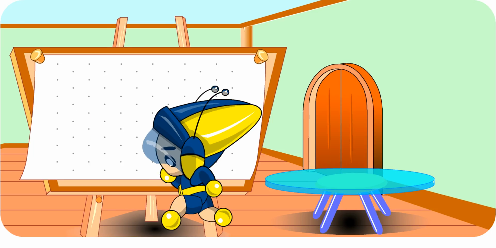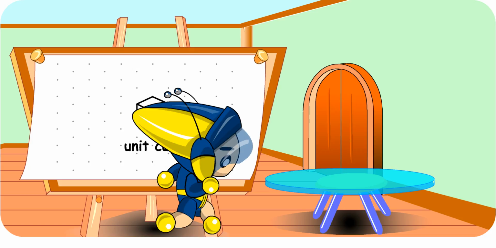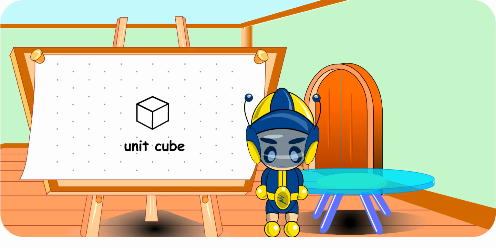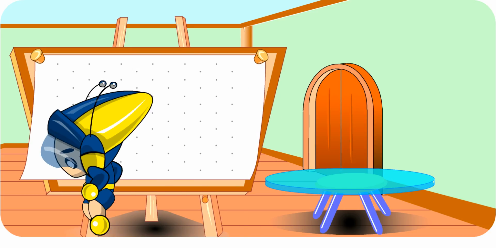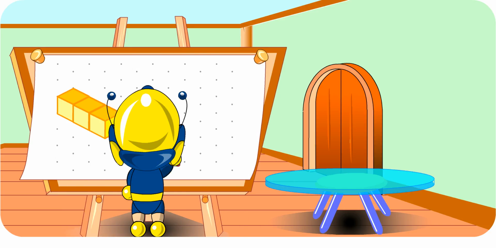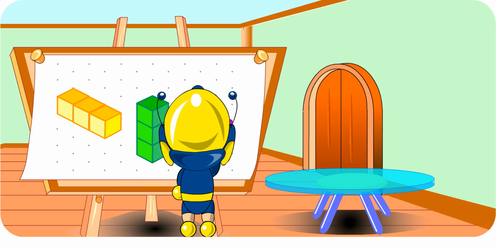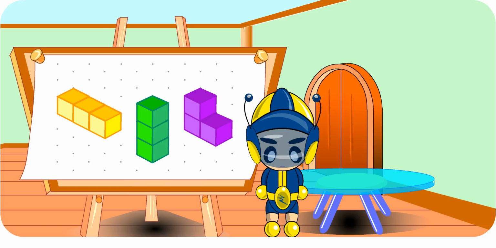Do you know, Turbo Boy, you can also draw a unit cube on a dotted paper like this. This looks like fun. Can I draw 3 figures using 1 centimeter cubes on the dotted paper, teacher? Okay. Excellent work. You have drawn 3 different figures using 3 1 centimeter cubes for each figure. Do you know what their volumes are? Although they look different, they have the same volume, which is 3 cubic centimeters.